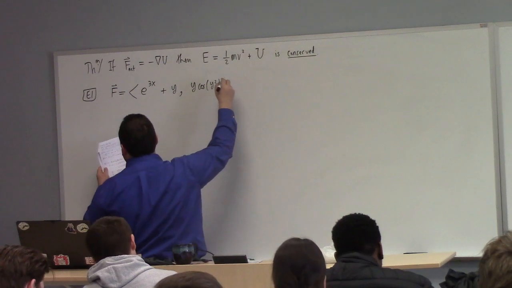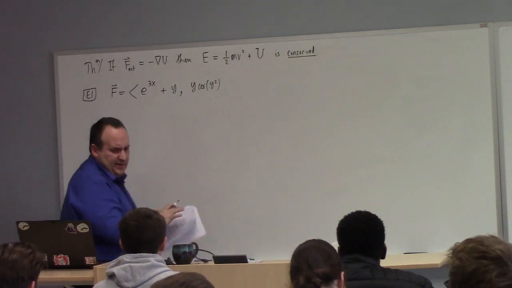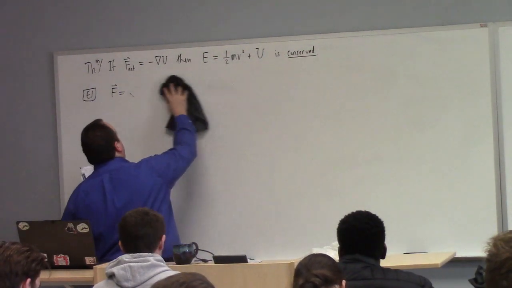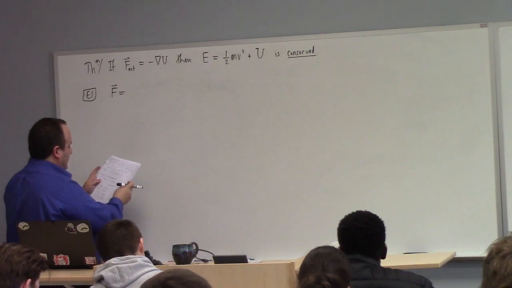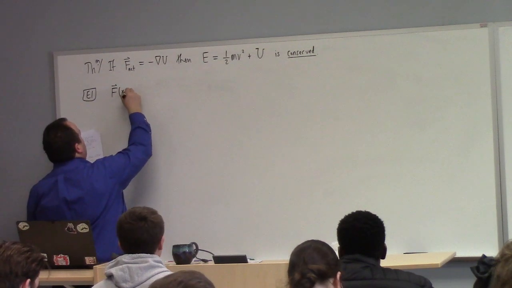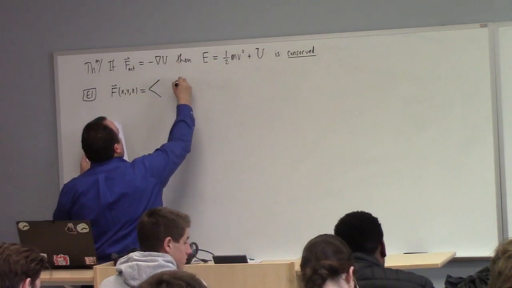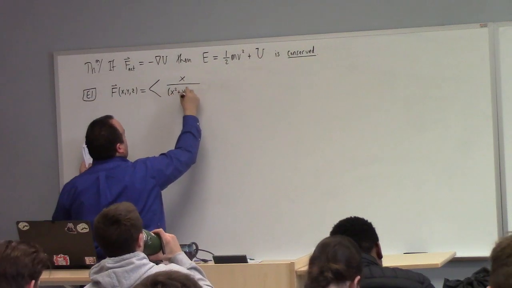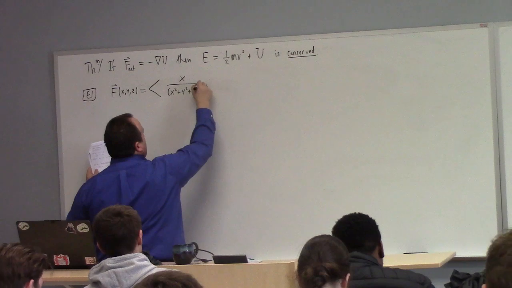Wait, did I do this last time? Oh, I did this one. I'm sorry, guys. My bad. We already did this one. I don't want to show you guys a rerun. That was the one with the x, y in the answer. Let's try something a little bit more advanced. All right, so x over x squared plus y squared plus z squared to the 3/2 power.